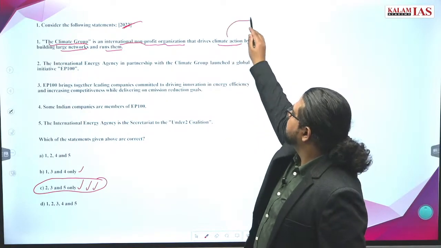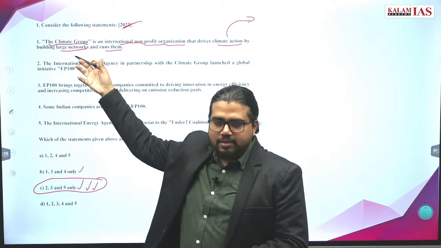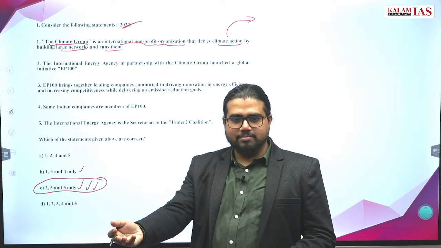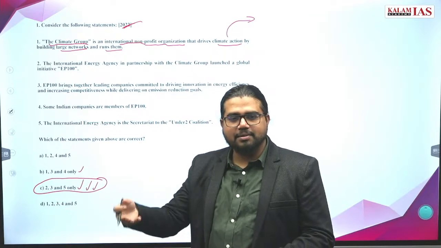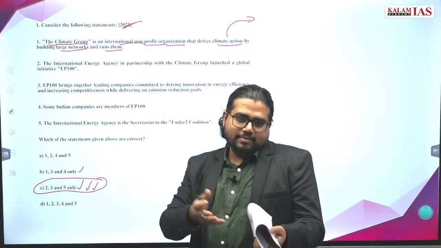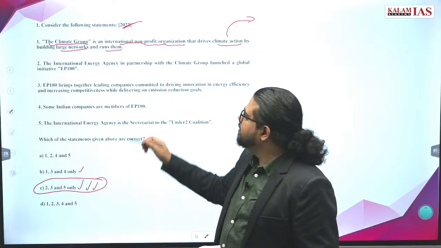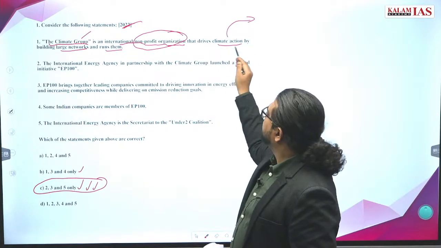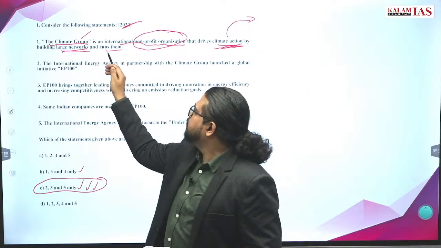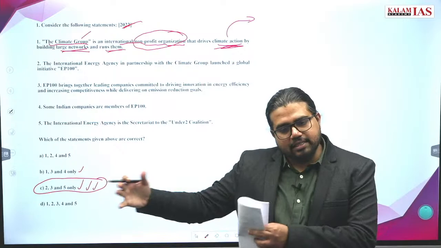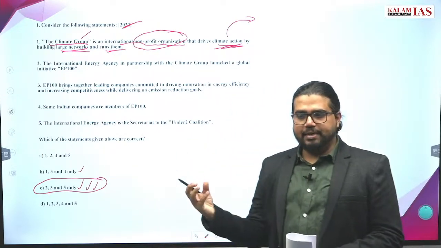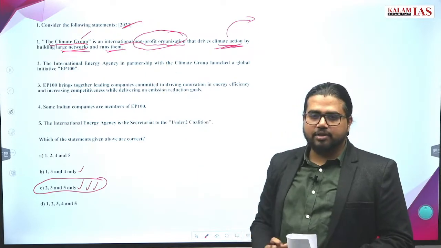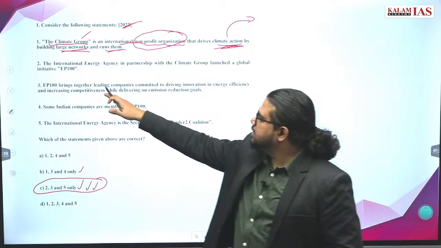One thing is, Climate Group should be somewhere related to climate change. Climate change means some technology transition, some funding, some kind of collaboration platform will be involved. So this is a non-profit organization that drives climate action, building large networks and running them. Everything is in line with the same idea. There is nothing I can pick that would logically make this a wrong statement, even if I suppose I know nothing about the Climate Group. Now go to the second statement.